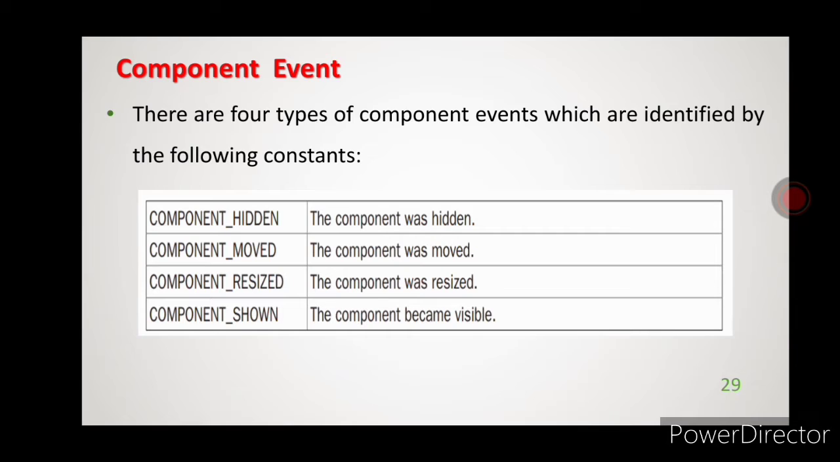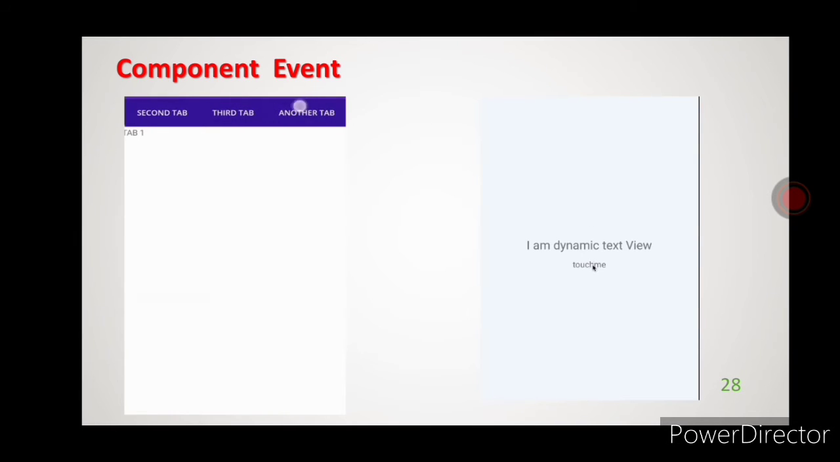The first one is component hidden. See in the second figure. When I click on the Touch Me button, the text is displayed. If I click on the Touch Me button once again, the text is hiding. This type we can call a component hidden event.